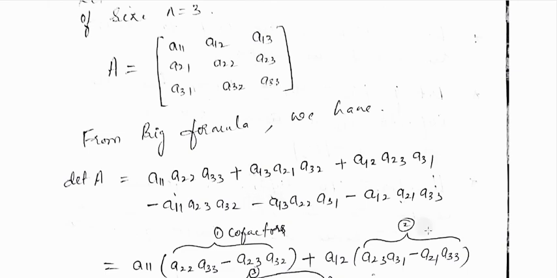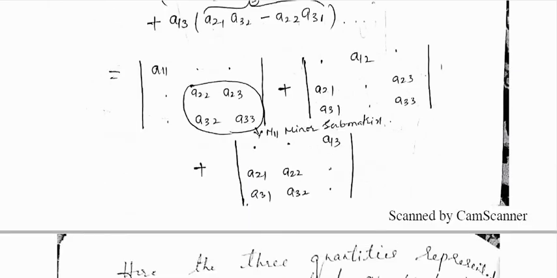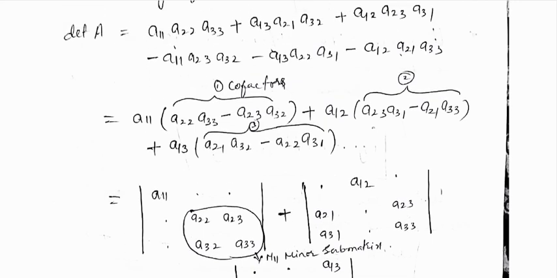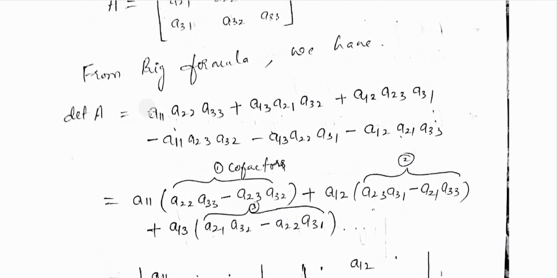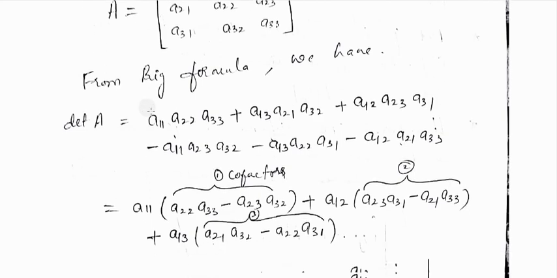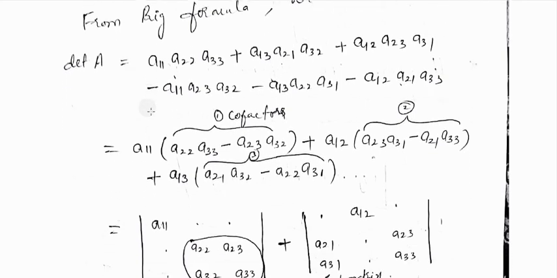Here I will just group the terms. I'll use simple algebra by grouping the terms. I will group the terms with reference to the elements of the first row, A11, A12 and A13. I have grouped them. Then I have represented the terms in the parentheses by cofactors. So these we call the cofactors of the entries of the first row A11, A12, A13.